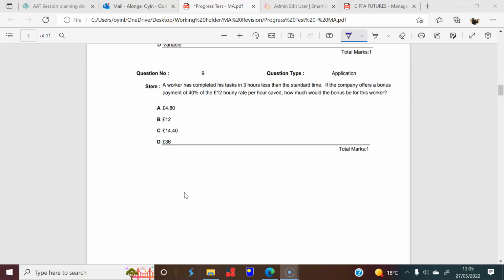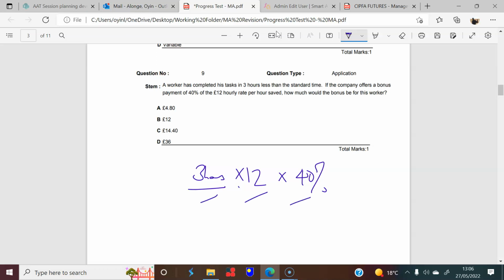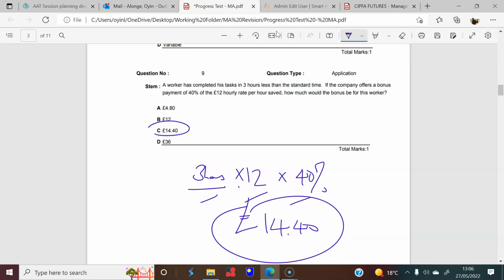Question 9, it says a worker has completed his task 3 hours less, so he saved 3 hours, and they offer a bonus based on 40% of the £12 hourly rate. So they pay you £12 per hour, but they give you a bonus of 40% of that if you finish 3 hours early. So there we are, 3 times 12 times 40% takes you to £14.40. And so your answer there is C to question 9.